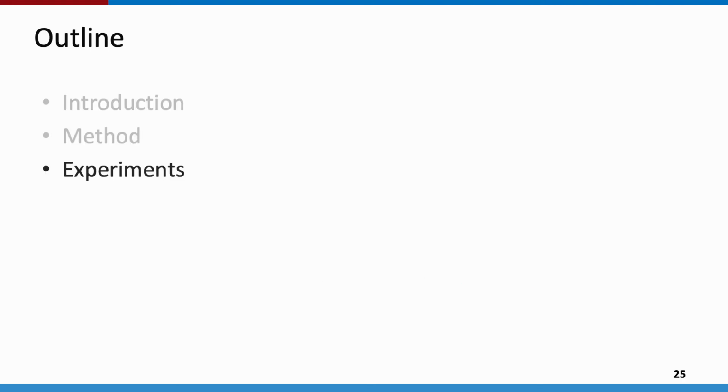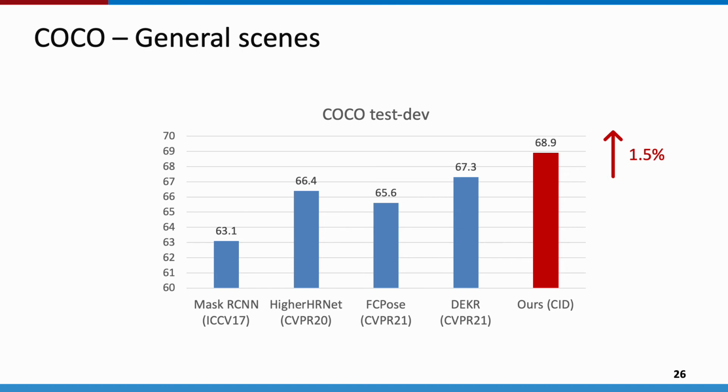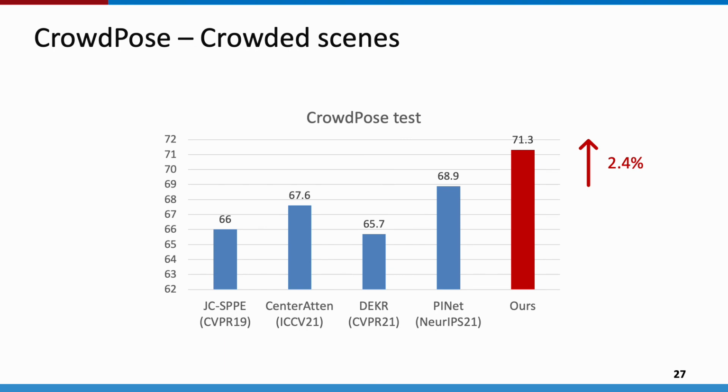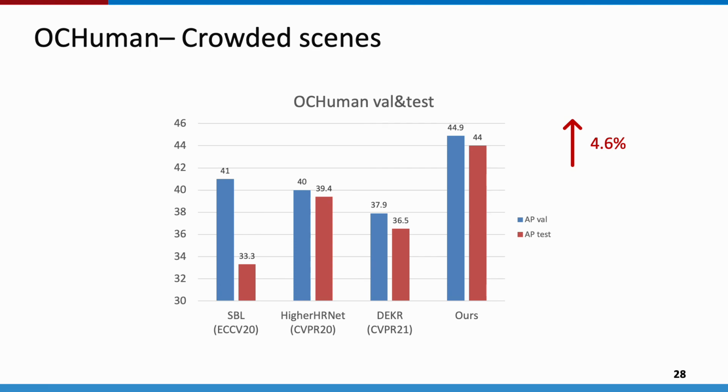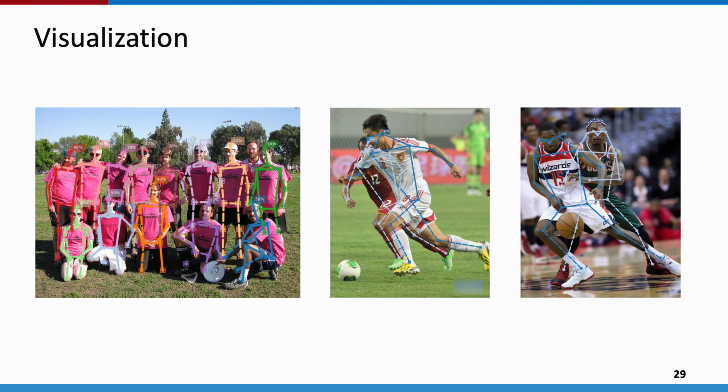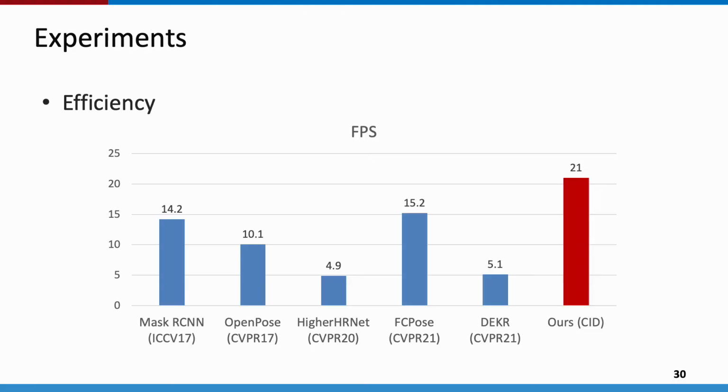Next is the experiment section. CID achieves superior performance in general scenes, such as the COCO dataset. Moreover, it achieves better performance on crowded scenes, such as the CrowdPose and OCHuman datasets. Here we give some visualization results. Our method can differentiate persons in crowded scenes, which is important for robust multi-person pose estimation in real scenarios. Our method also achieves high efficiency, which is faster than most previous methods.